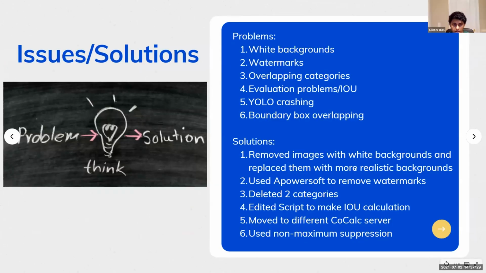Now, realistically, when you're creating any product, you are almost predestined to run into issues, and our product was pretty much on that same basis. So out of the 6 major problems, the 3 that caused the most problems were the white backgrounds, watermarks, and the problems with YOLO crashing. Now, in order to combat the white backgrounds, we basically just removed any images with white backgrounds and replaced them with more realistic backgrounds. The reason for this was so that the computer has a real understanding of what's around. If everything is a white background, it's not going to get a real sense of the actual object.